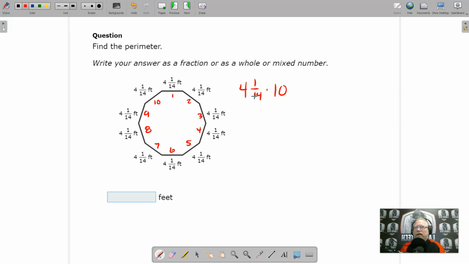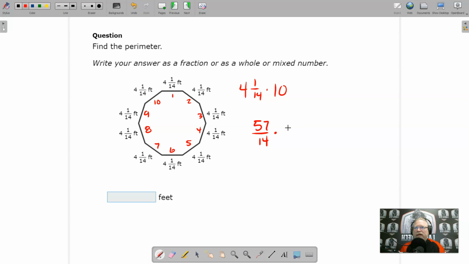Well, let's go ahead and turn this mixed number into an improper fraction, which, oh gee, do I really want to do it that way? Yeah, I could. There's a few other ways I could think of this. I could use distributive property and whatever. But let's go ahead and turn that into an improper fraction. I have to do 14 times 4, which is 56, plus 1. So that's going to be 57 over 14.